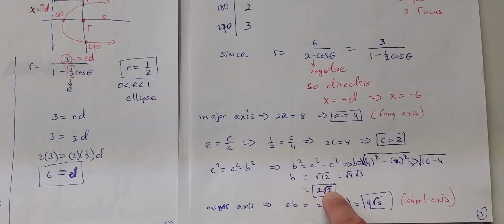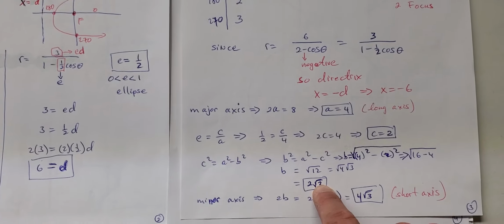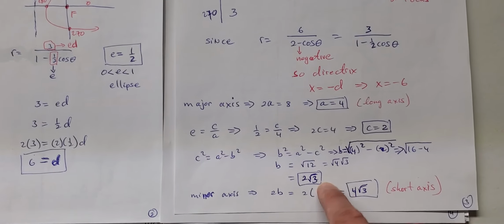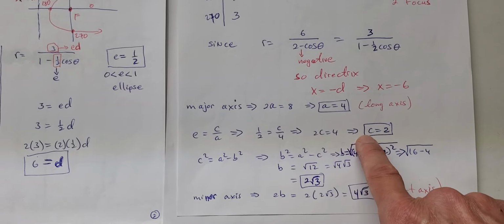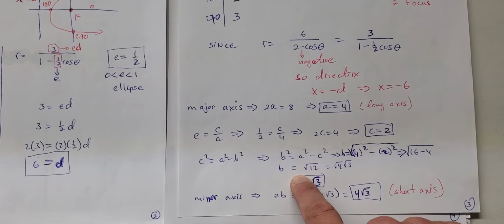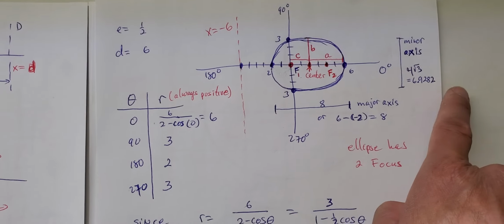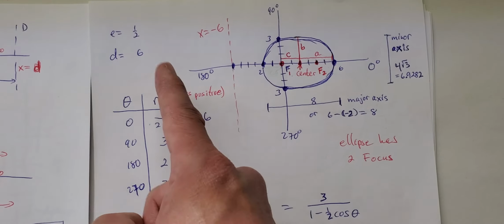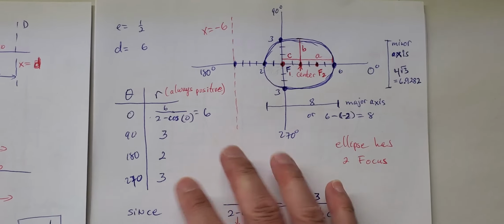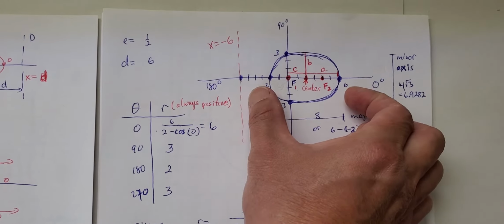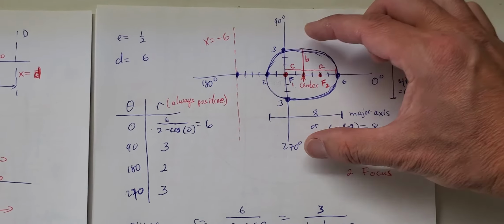If it's an ellipse or a hyperbola, you have to find A, C, and B. And that's what the graph looks like. Again, this is horizontal, and the directrix is on the left side. Sometimes this can also be vertical, so it depends.